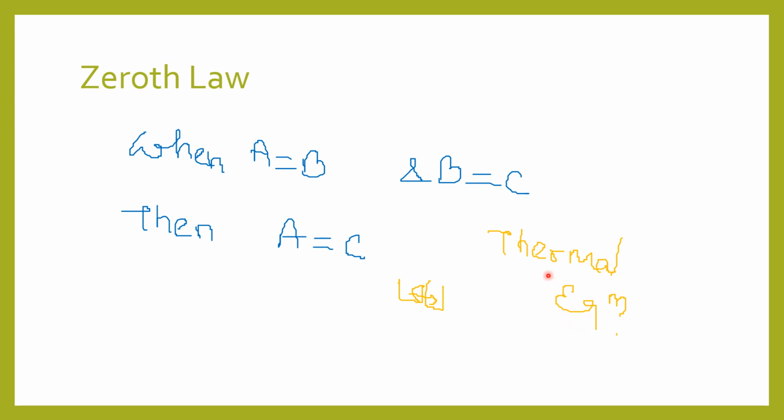Okay, so suppose there is a body A, and it is in thermal equilibrium with B, and the same body B is in thermal equilibrium with C, then we will say that A and C are in thermal equilibrium. So any body A is in thermal equilibrium with B and B is in thermal equilibrium with C, then A is in thermal equilibrium with C. Okay, I hope you will always remember the zeroth law of thermodynamics. I move on to the next slide.